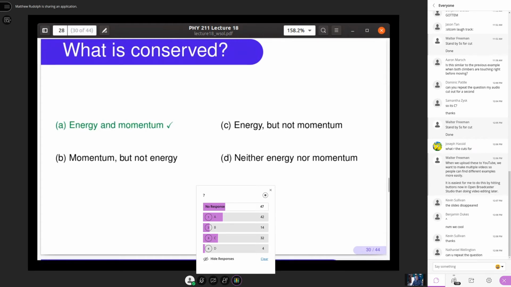So A was the right answer. So it's good, that was the most popular, right? And really that's the difference, right? So for energy, we had to think about the spring because it was an internal force, but it could potentially change the energy, except for the fact that it's conservative, right? But for the momentum, we just have to think about the external force, right? And the external forces are not going to be changing the momentum of the system.